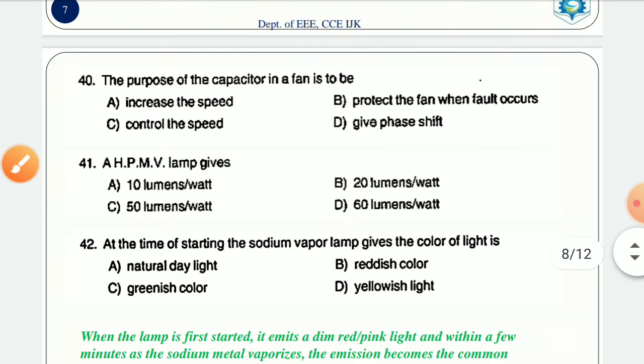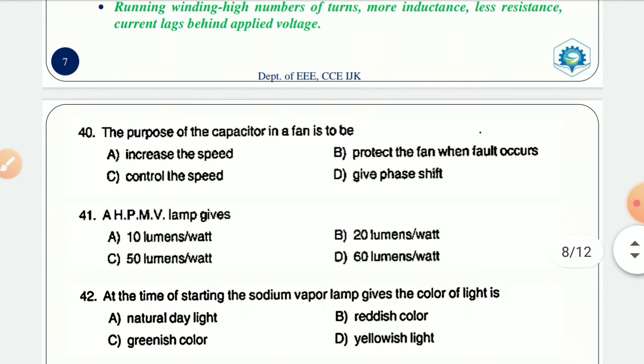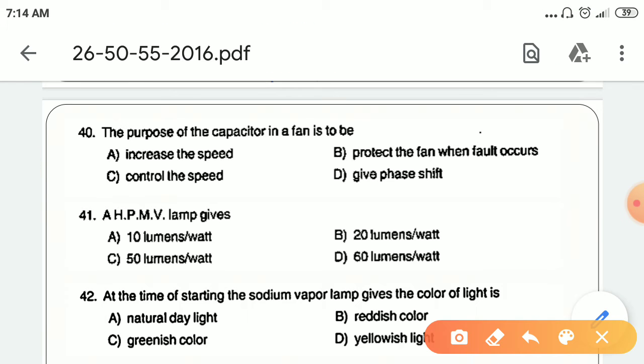Question number 40. The purpose of capacitor in a fan is to be. We know that for a fan, we are using a single phase induction motor, and the capacitor is used for providing the starting torque by making a phase shift between the starting and the running winding. So the answer for question number 40 becomes option D, that is to give a phase shift. Let's move on to the next question.